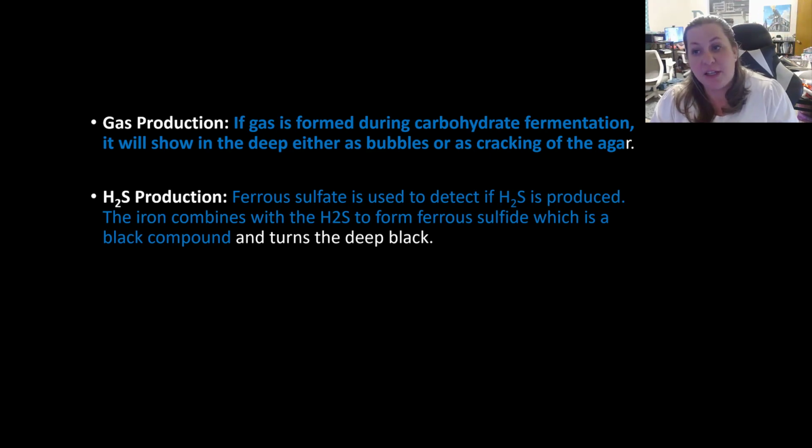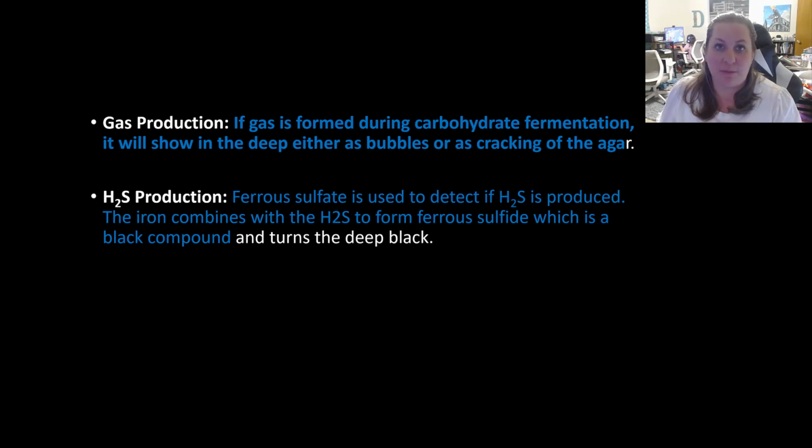Now, gas production can also be indicated in these. If gas is formed during the carbohydrate fermentation, it will show in the deep either as bubbles or the agar will start to become cracked. And again, I'll show you a picture in just a second. H2S production can also be shown here, and this is where the deep turns black. So you'll see the bottom is black, it's not red, it's going to have a black color to it.